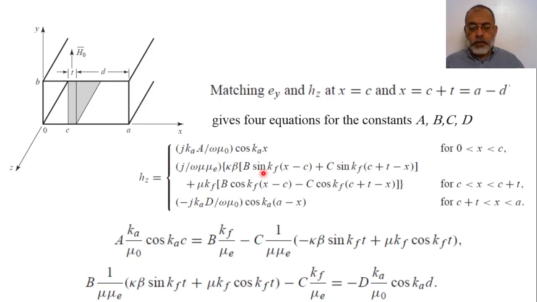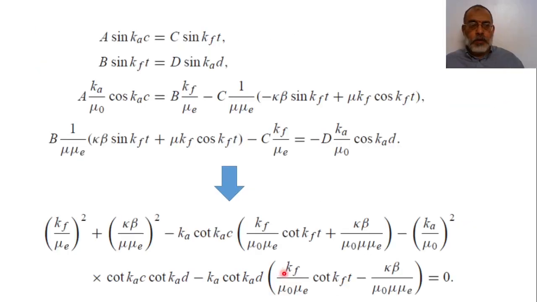So by collecting the four equations, we have four equations in four unknowns. We can formulate the problem as a matrix multiplied by the vector of unknown coefficients equals 0. This equation would be valid only if the determinant of the matrix is 0, and effectively the determinant of this matrix would be this equation, which corresponds to the eigenvalue equation for the waveguide in this case.